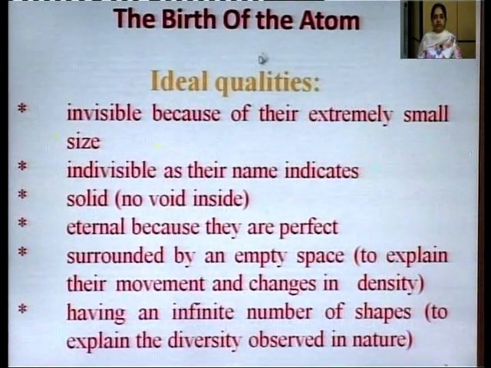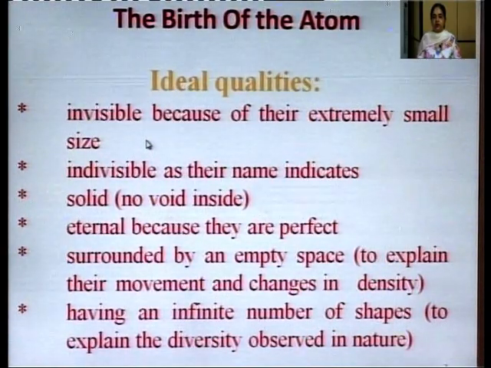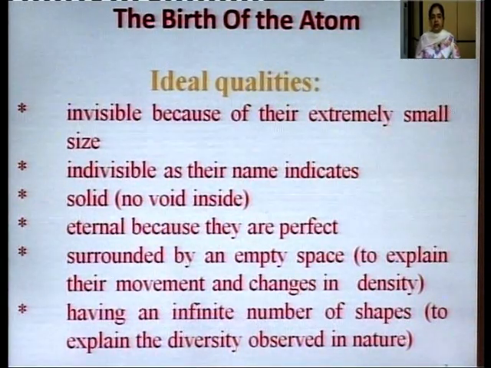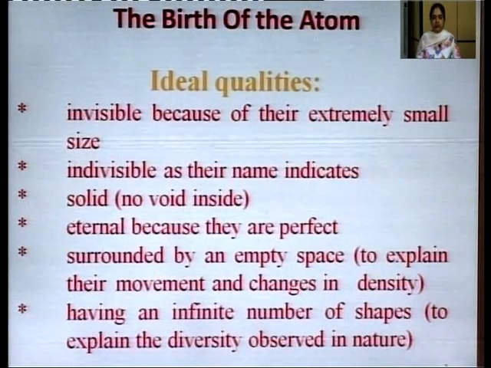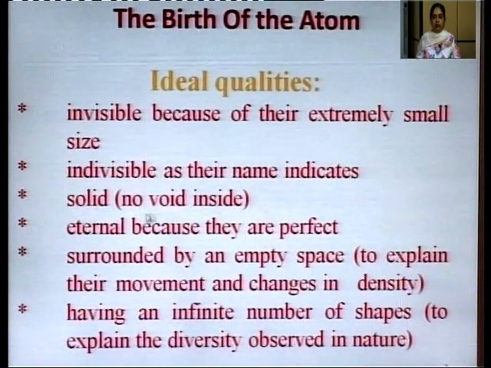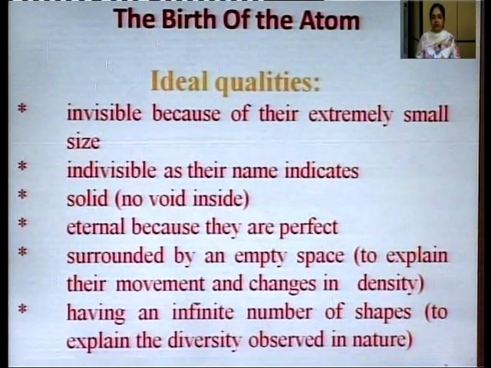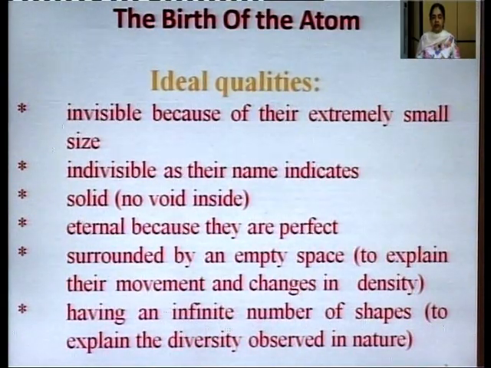Ideal qualities. First is invisible because of their extremely small size. Second, indivisible as their name indicates. Third, solid, no void inside. Fourth, eternal because they are perfect. Next is surrounded by an empty space to explain their movement and changes in density, having an infinite number of shapes to explain the diversity observed in nature.